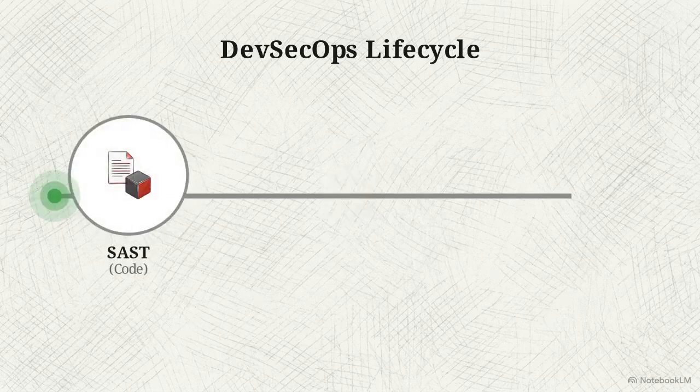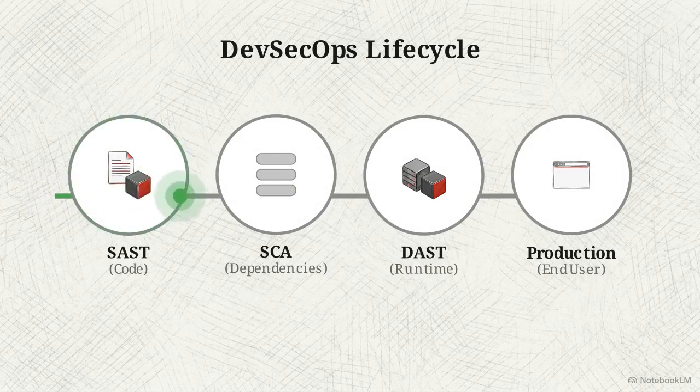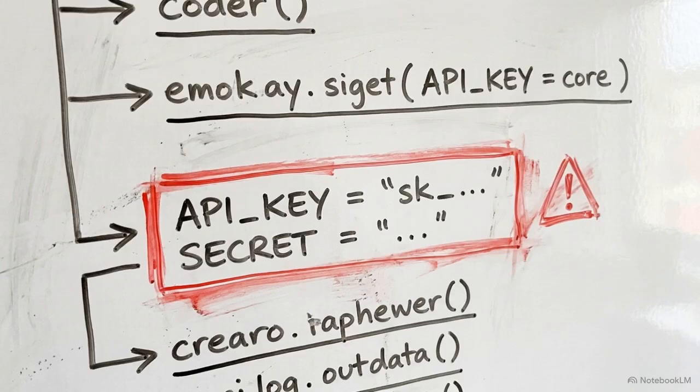By integrating 3 distinct security gates, SAST, SCA, and DAST, into the development lifecycle, we can identify vulnerabilities before they reach the end user. First is SAST, or Static Application Security Testing. This is where automated tools read through the raw source code of an application to identify insecure patterns, like hard-coded secrets or SQL injection risks, before the software is even built.